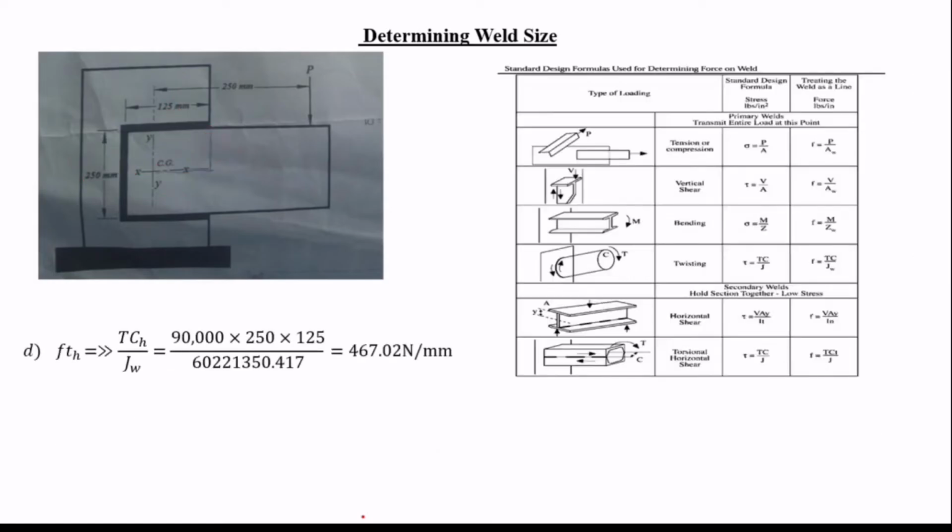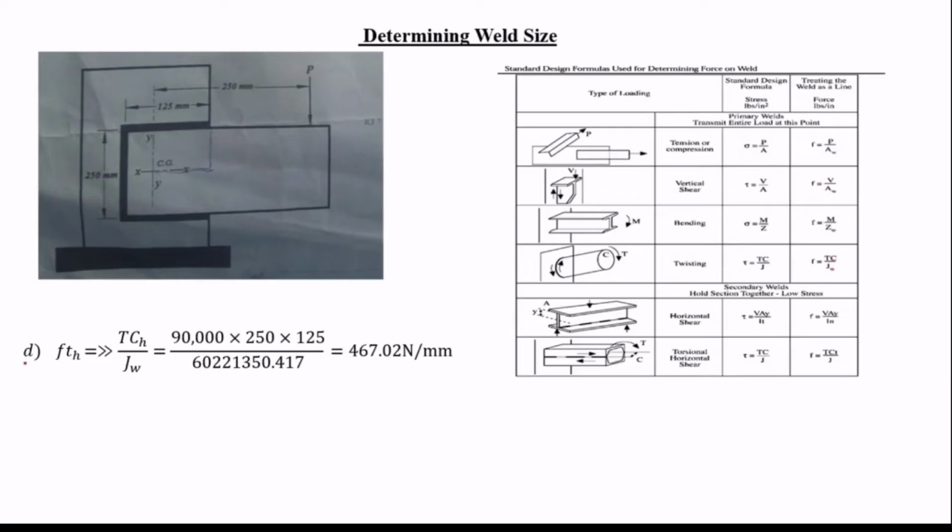The next question you are supposed to find is the horizontal component of the twisting. That's from the question. With our horizontal component of the twisting, what you need to know is that the formula will be taken from the standard design formulas used for determining force on weld. So this formula sheet that will be given to you, you just go back to the twisting, which is TC over JW.